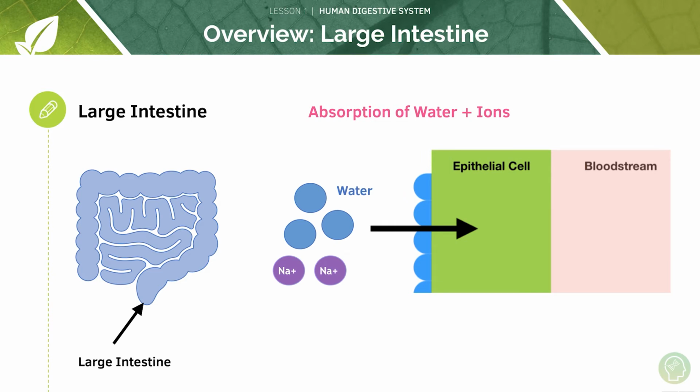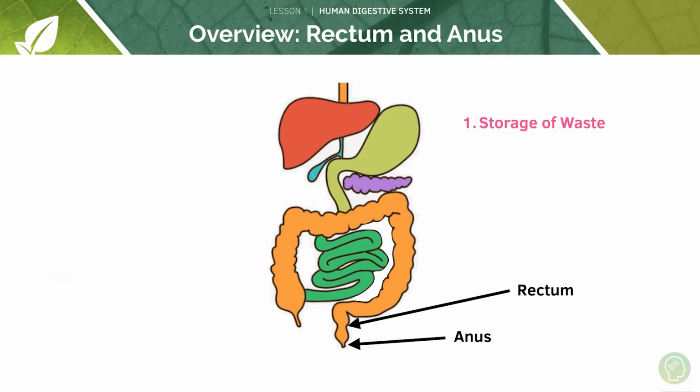The large intestine, on the other hand, is really crucial in the absorption of water and ions. This is how faeces is produced from undigested food, because the water is absorbed out of the undigested food into the bloodstream, and the undigested food is left in the large intestine, where it eventually compacts together to form faeces. Any undigested food is then stored in the rectum, where it is voluntarily expelled through the anus.